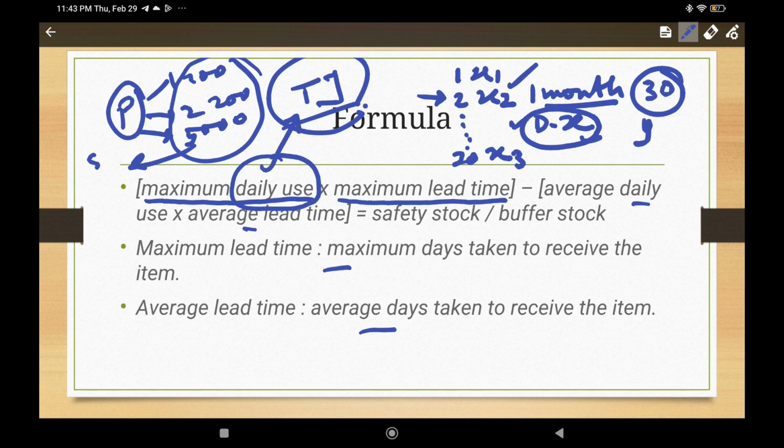for day 30 it is X30, and in all these data, suppose X2 is the highest value, that is the maximum daily use. Okay, now maximum lead time means for this particular product, in the whole month it took about 40 days once to refill the stock. That is the maximum lead time.